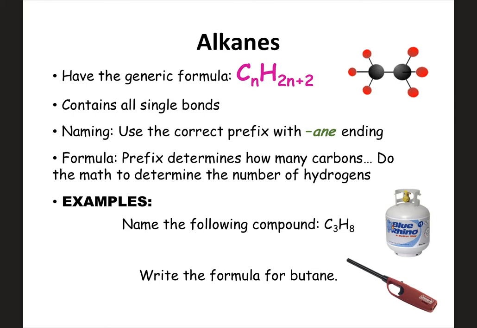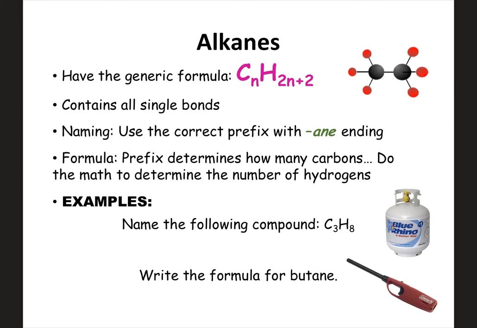So let's jump right in and do this first example. We want to name the following compound, C3H8. The first thing that catches my mind is, yes, there are two nonmetals here, but I see C and H only. So I should be saying, I know I need to name this like a hydrocarbon, like an organic compound.